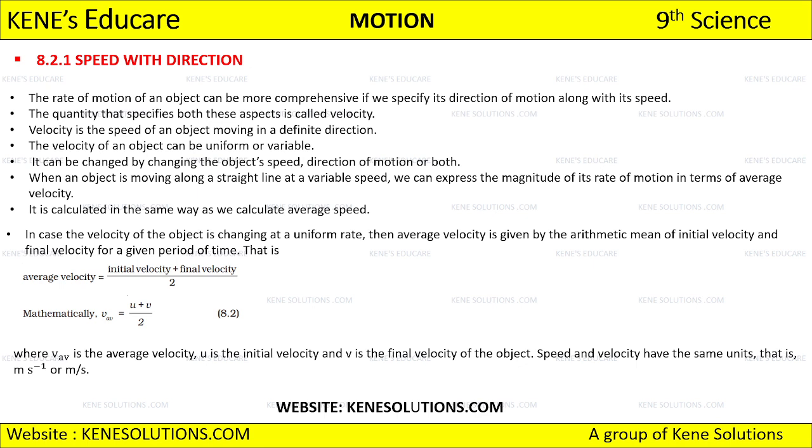Here V_av is the average velocity, U is the initial velocity, and V is the final velocity of the object. And over here the speed and velocity have the same unit. What will they have? They will have the same unit, that is meter per second.